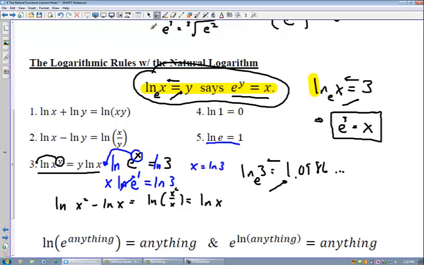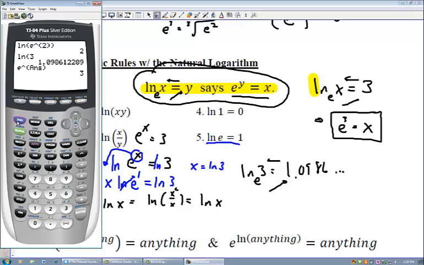And you can test your answer, because if you take e raised to it, you better get out 3. So on my calculator, I can take second e to the ln of 3, and I'll get out 3. And so it checks.